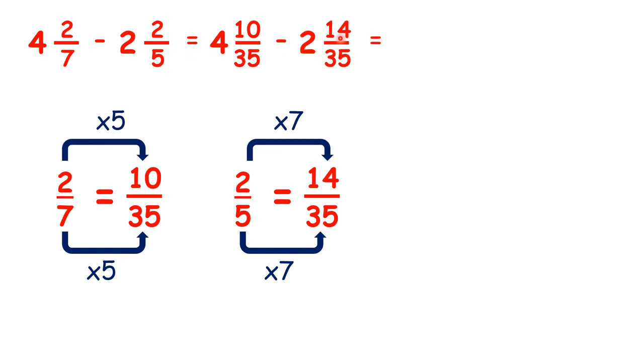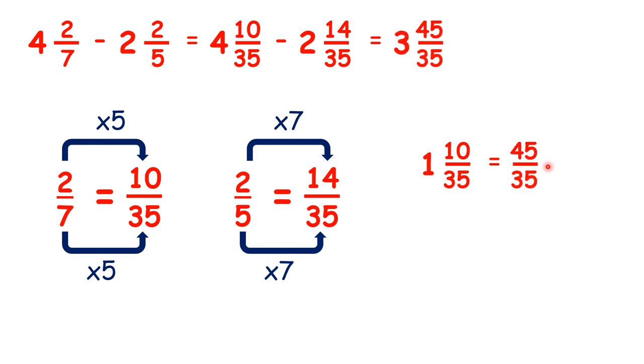We can't answer yet because we can't take 14 away from 10, so we need to exchange with our whole number. Rather than 10/35, we want to take our fraction away from 1 and 10/35, which is the same as 45/35. So we can rewrite our question again as 3 and 45/35 minus 2 and 14/35. So our answer is 1 and 31/35.